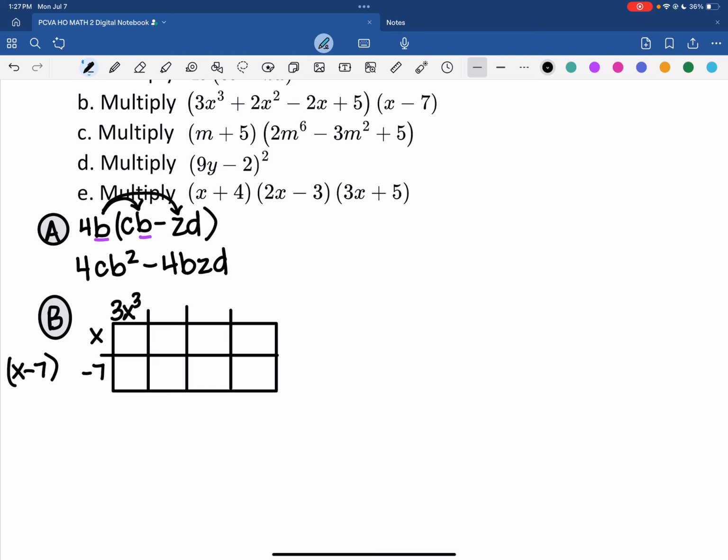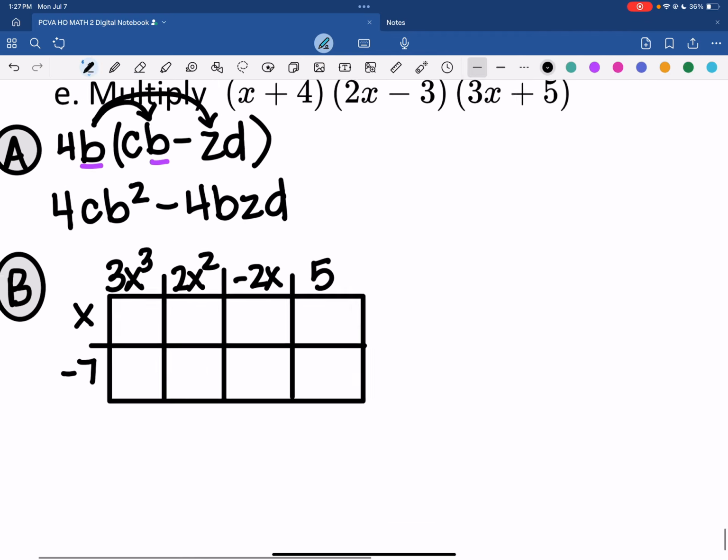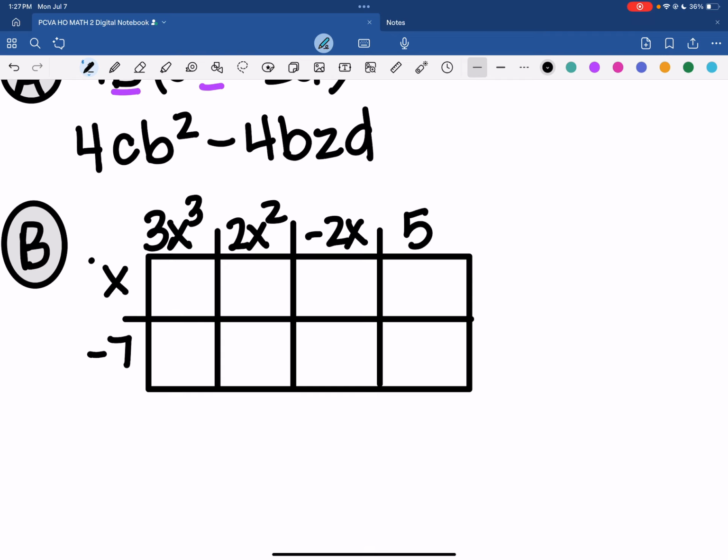And then over here, we're going to split this up, and we're going to make this column the 3x cubed. The second column is going to be the 2x squared. Then we have -2x, and then +5. Basically what we're going to do is go column by row and multiply everything together. So remember, there is a 1 in front here. So we multiply the coefficients, and then we add the exponents as long as they match. So this is going to become 3x to the 4th, because there's 1x here and then there's 3 there.